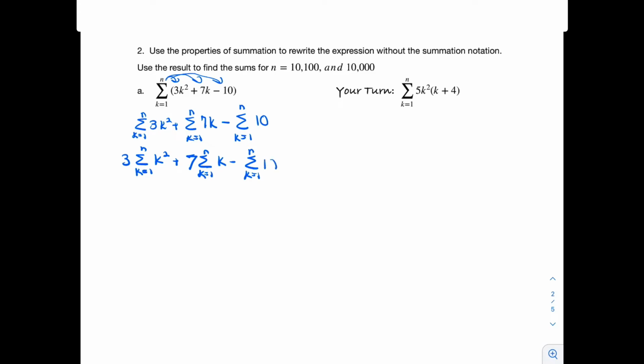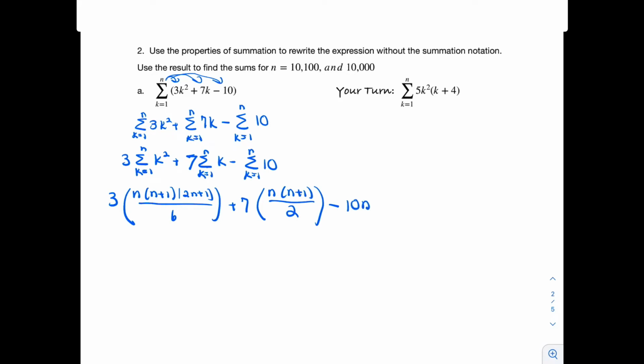Now for the summation of k equals 1 to n of k squared, I'm going to use that formula, and so I'm going to replace that with the formula we found earlier, which is n times n plus 1 divided by 2. So here I substituted in our formulas that we just learned, and now I'm going to simplify a little bit.